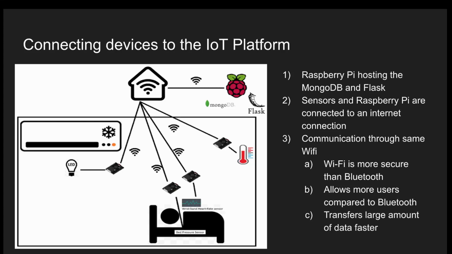Why we use Wi-Fi is because firstly, Wi-Fi is more secure than Bluetooth. Secondly, it allows more users compared to Bluetooth. So in case we want to expand for more sensors to make the house a smart home, Wi-Fi is a more suitable communication protocol compared to Bluetooth. And lastly, it allows us to transfer large amounts of data faster. Thank you, and I'll pass my time to Ben.